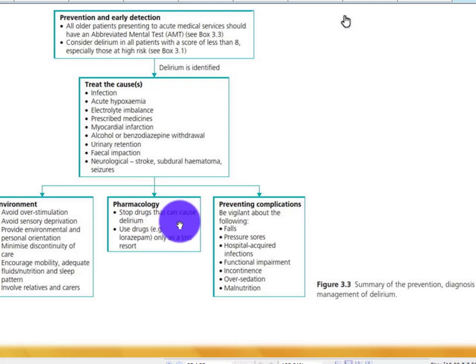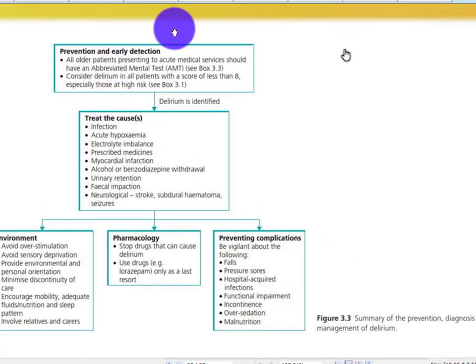Pharmacological: stop drugs that can cause delirium, use drugs only as a last resort. Preventing complications: be vigilant about the following: falls, pressure sores, hospital acquired infection, functional impairment, incontinence, over sedation, malnutrition. In the prevention and early detection, all older patients presenting to acute medical services should have an abbreviated mental test. Consider delirium in all patients with a score of less than 8, especially those at risk.